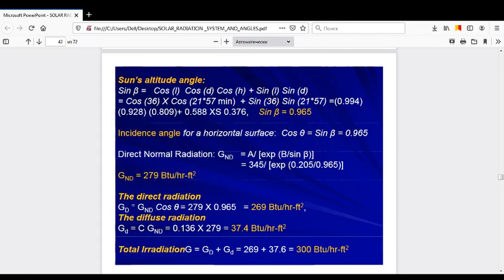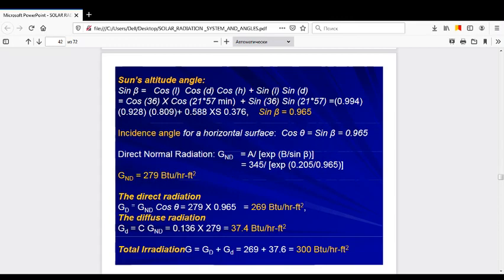Direct normal radiation G_nD is equal to A upon exponent of B upon sin beta, that is equal to 345 upon exponent 0.205 upon 0.965. We put all these values and then we can solve. G_nD is equal to 279 BTU per hour feet square.